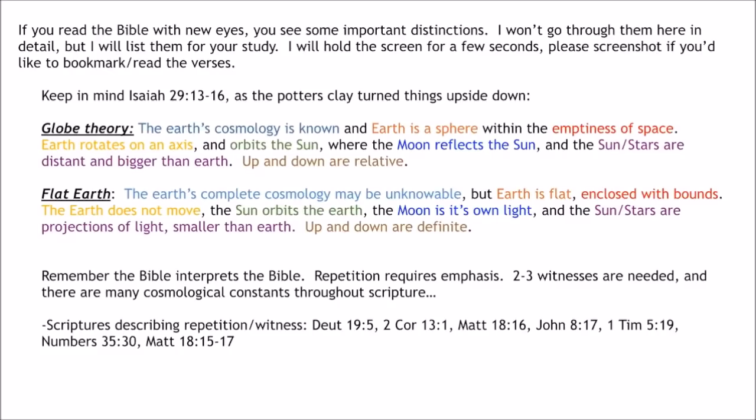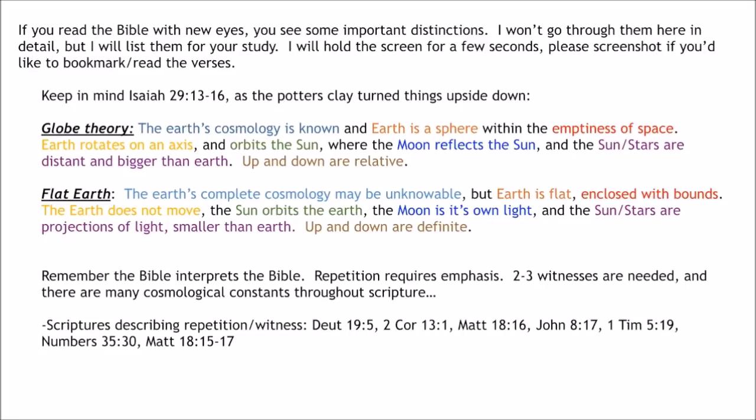If you read the Bible with new eyes, you see some important distinctions. I won't go through them here in detail, but I will list them for you for your study. I will hold the screen for a few seconds. Please screenshot if you'd like to bookmark and read the verses. Keep in mind Isaiah 29:13 through 16 as the potter's clay turned things upside down.